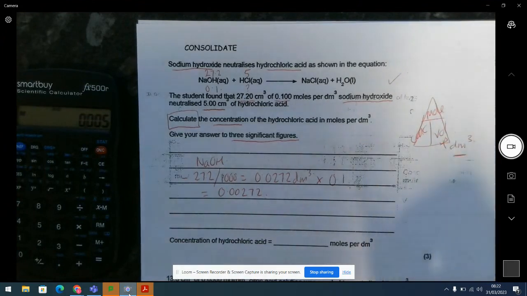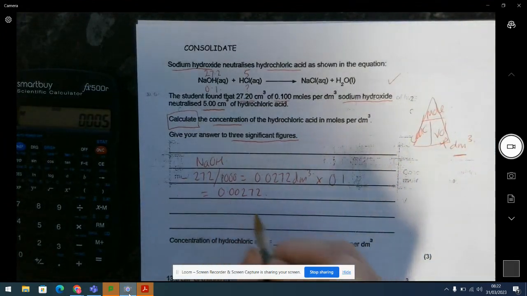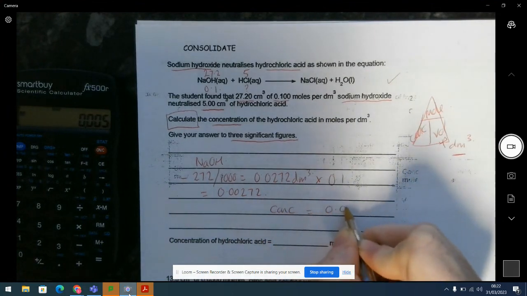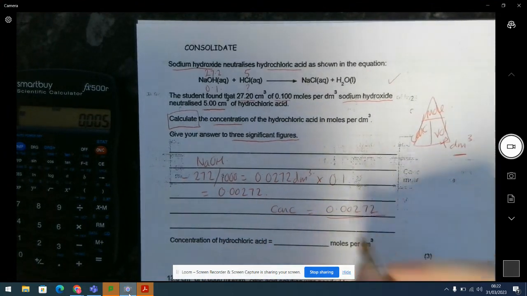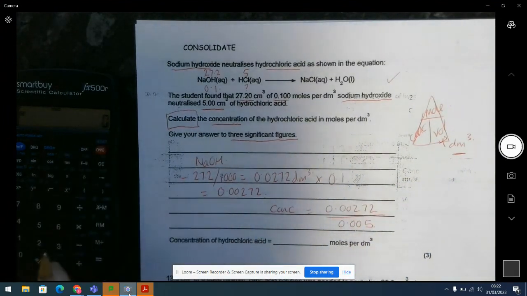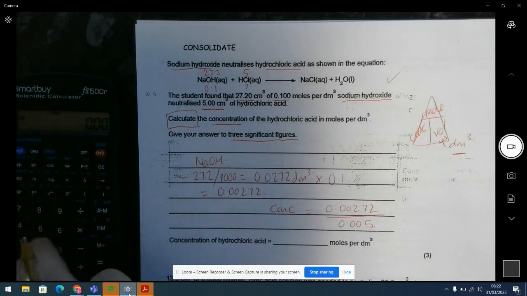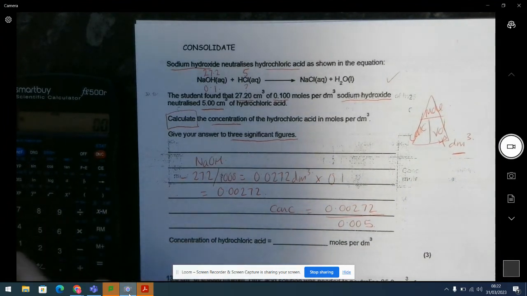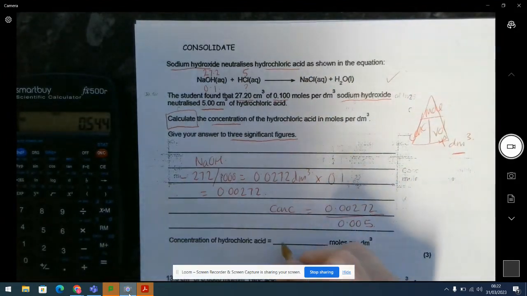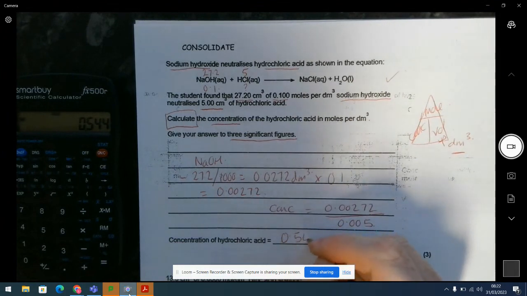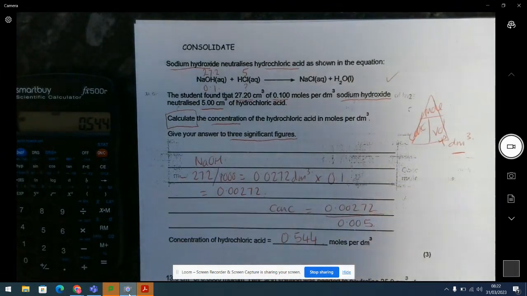And that's going to give me my volume. And then essentially I'm taking that number there to work out the concentration. I would do 0.00272 divided by 0.005. And that's going to give me my concentration of hydrochloric acid. And again, it's asked me for 3 significant figures, which to be fair, it is in fact in. And there you go. That's how you do that exam question there.